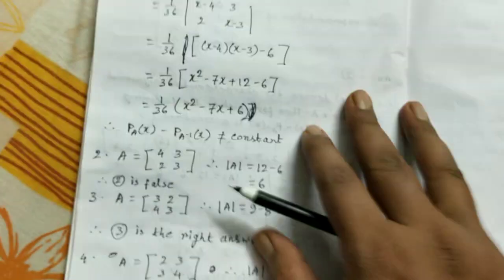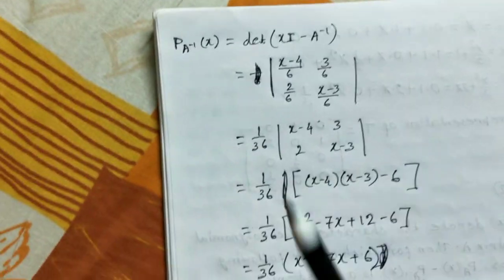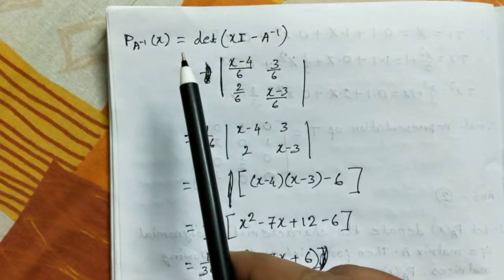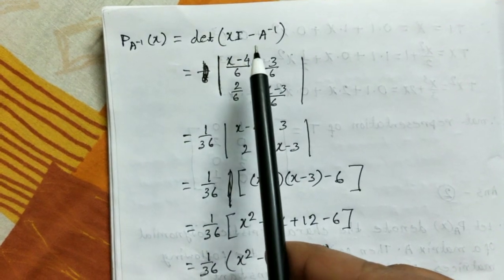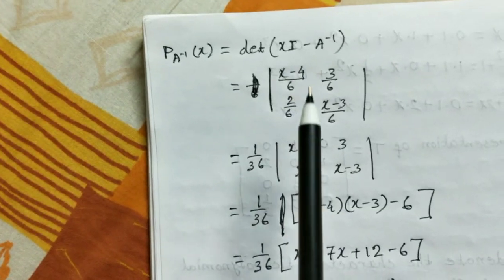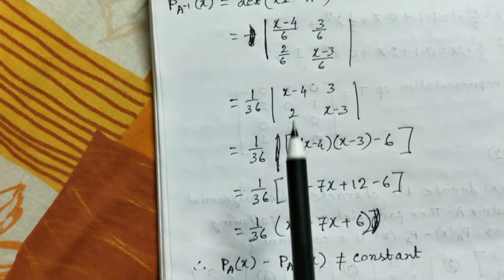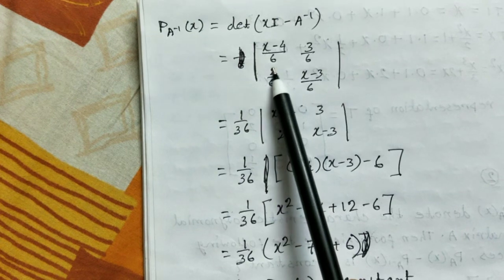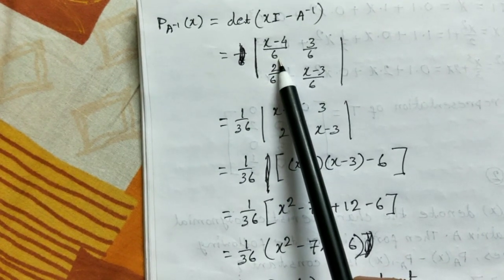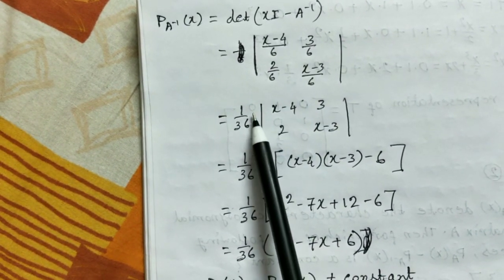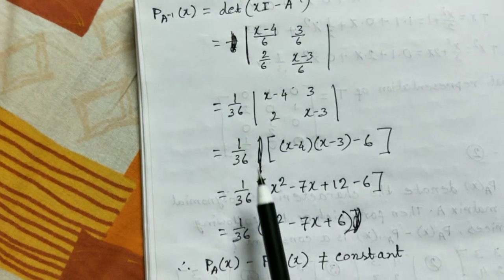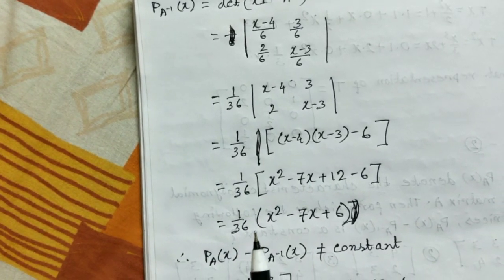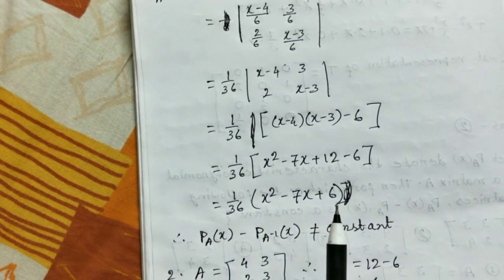Now what will be the P of A inverse x? That is the characteristic polynomial of A inverse. That will be the determinant of xI minus A inverse, and we have got 1 by 36. Since the determinant of matrix A is 6, we have got 1 by 36, and the characteristic polynomial will be 1 by 36 into x square minus 7x plus 6.